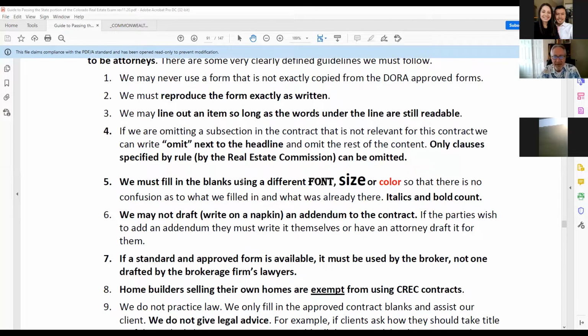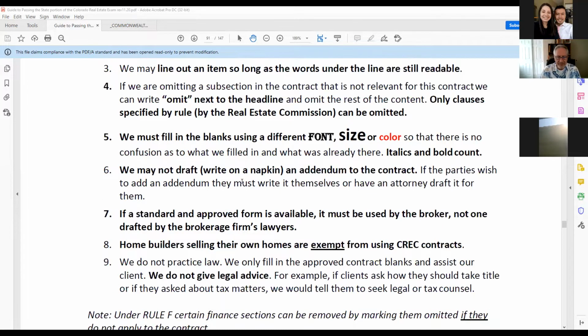It doesn't say write on a napkin, or go on your Word program or whatever and start drawing up a contract. Your Conway-Bogue authority is limited to the scope of the approved contracts by the Real Estate Commission. You may not draw up your own contracts. You may not charge a fee for doing contracts. That's not part of the Conway-Bogue authority that you have.